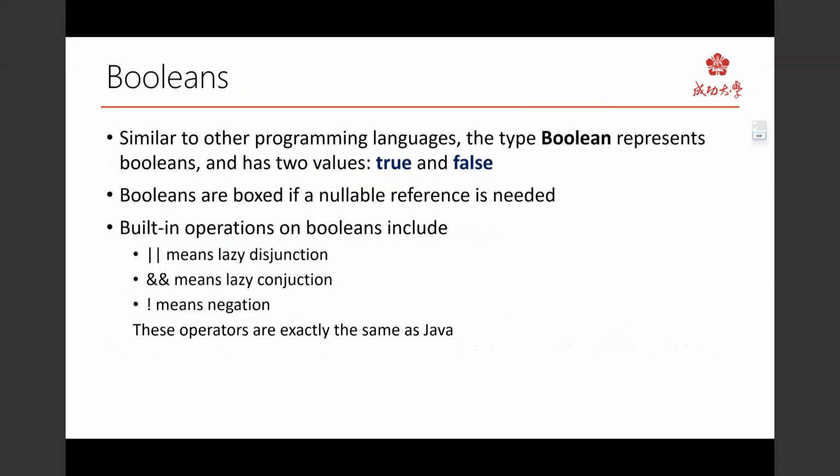And Booleans, similar to other programming languages, represent Boolean values, and a Boolean variable can take two values, either true or false. And again, similar to numbers, Booleans are boxed if a nullable reference is needed. And in Kotlin, we use the same set of logical operators or symbols. So this means or, this means and, this means negation. Logical operators work the same way in Kotlin as in other programming languages.